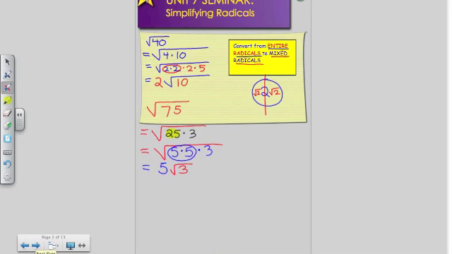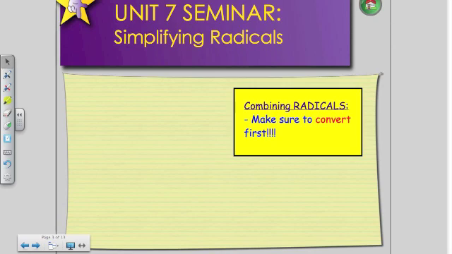So the beginning of your unit guide starts off with this very simple exercise, and then we move on to simplifying radical expressions. So whenever you're combining radicals, you have to make sure to convert your questions first. So this is example number 2. 3 root 8 minus 2 root 5 plus root 32 and subtract root 20.